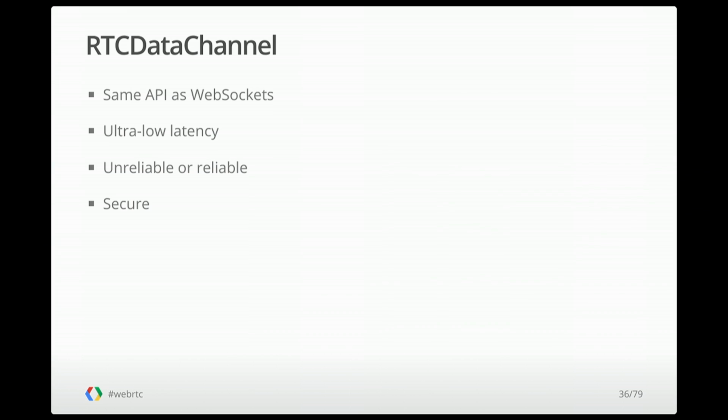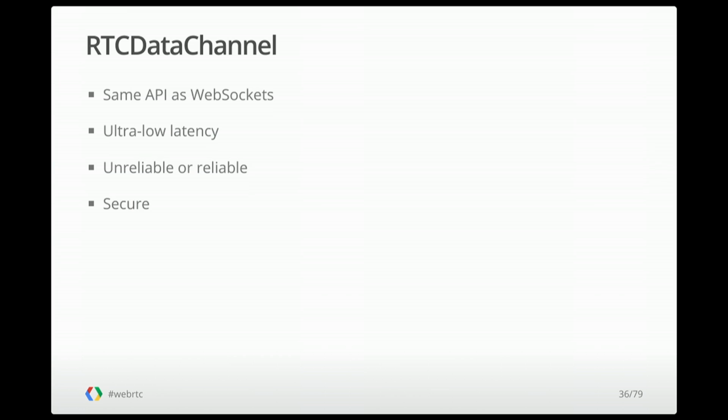In addition, RTCDataChannel can be either unreliable or reliable. And we can think about this kind of like UDP versus TCP. If you're doing a game, it's more important that your packets get there quickly than they're guaranteed to get there. Whereas if you're doing a file transfer, the file's really only any good if the entire file is delivered. So you can choose this as the app developer, which mode you want to use, either unreliable or reliable.